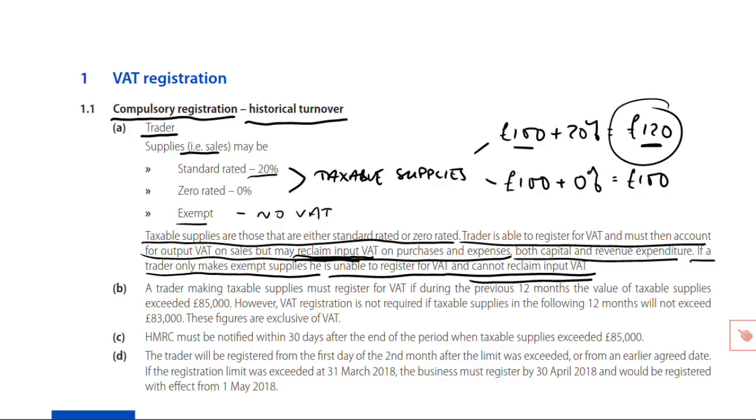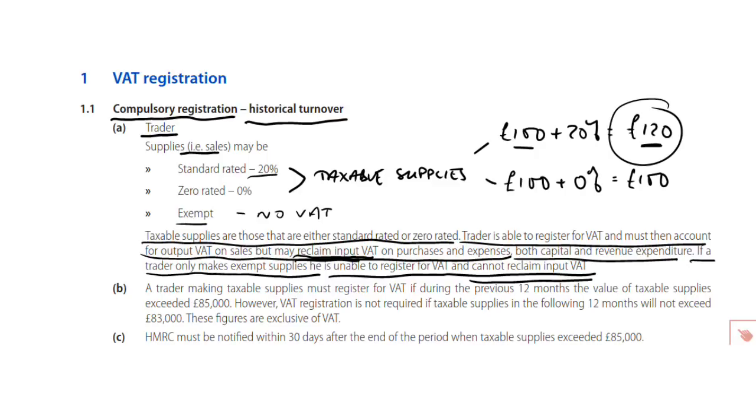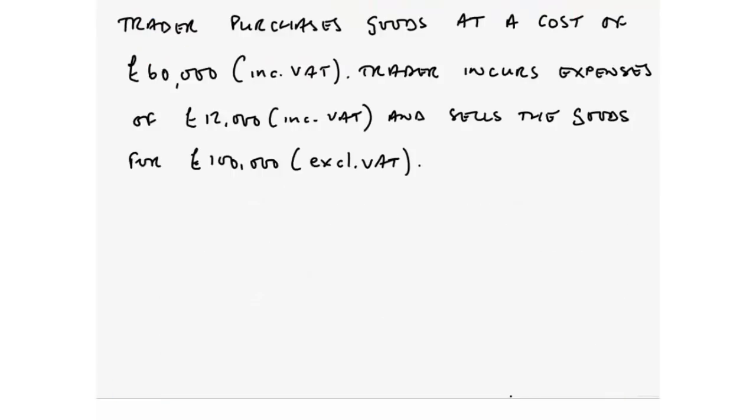Now we'll do examples of that in a moment, but again, just to finish off the things that we said about the different types of supply, if a trader only makes exempt supplies, that trader is unable to register for VAT and cannot therefore reclaim the input VAT. Right, let's have a little look at an example just to understand the workings in terms of the VAT system. Right, here we go, a little example I've prepared for you.